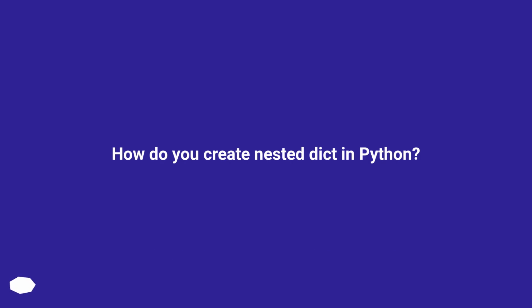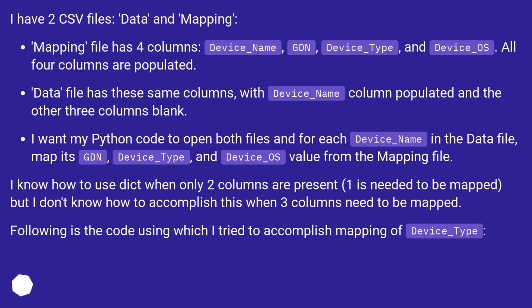How do you create a nested dict in Python? I have two CSV files, data and mapping. The mapping file has 4 columns: device_name, garden, device_type, and device_os. All 4 columns are populated.